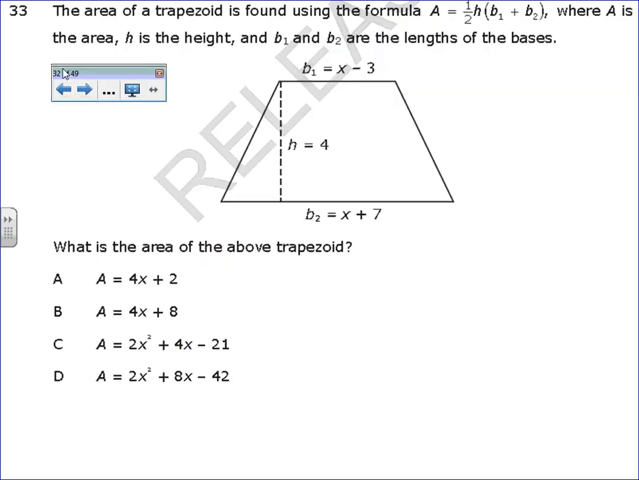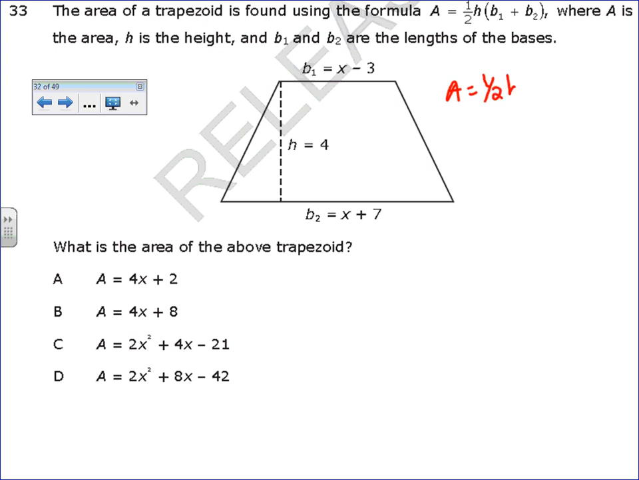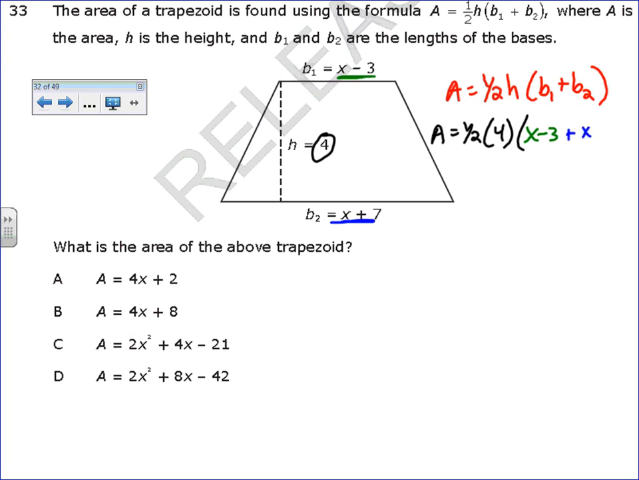All right, 33. The area of a trapezoid is found using the formula, and they're asking you to find the area using the given information. I'm going to use my formula, and I'm going to write it again right here: 1/2 height times base 1 plus base 2. Now I'm going to plug in what I know. I know the height is 4, so I have area equals 1/2 times 4. I know that base 1 is x minus 3, and that's going to be added to base 2, which is x plus 7.